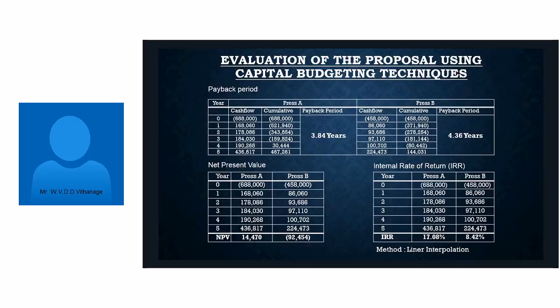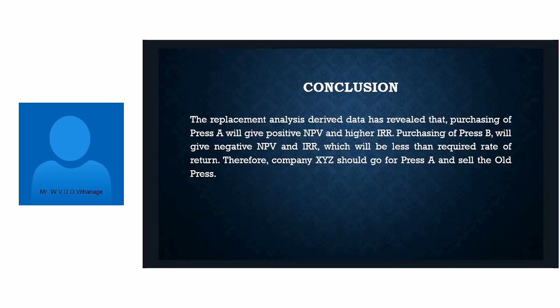Also, in considering the IRR, PES A recorded 17.08, which is higher than the required rate of return, and PES B is less than the required rate of return, at 8.42. And I used the linear interpolation method to calculate the IRR. Therefore, my conclusion is to go for PES A, which has a positive NPV and an IRR higher than the required rate of return, and not by selling the old one.